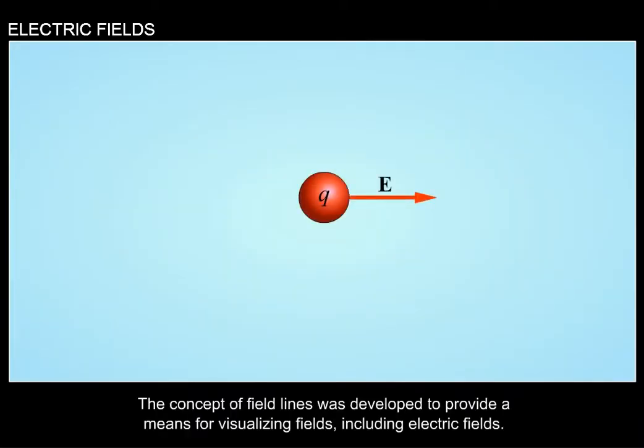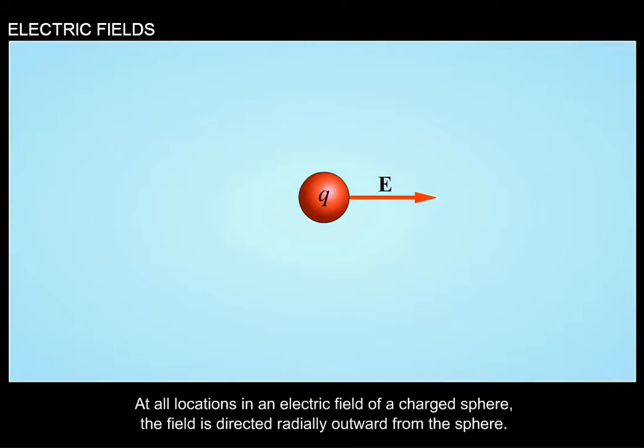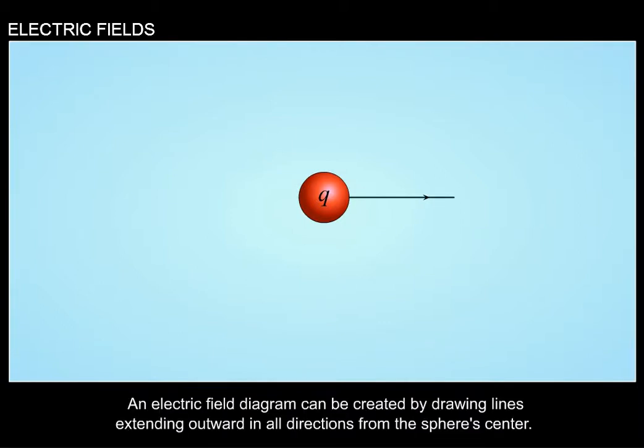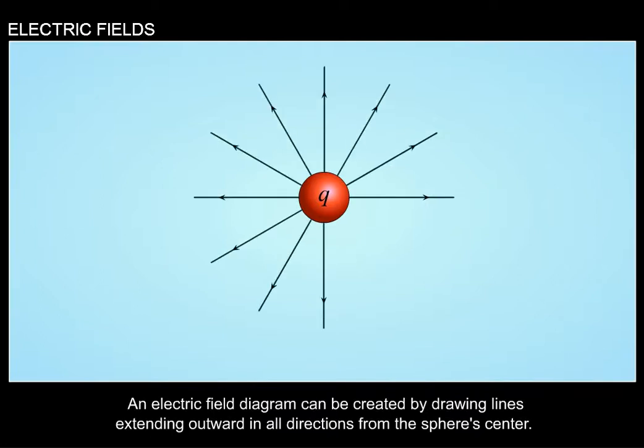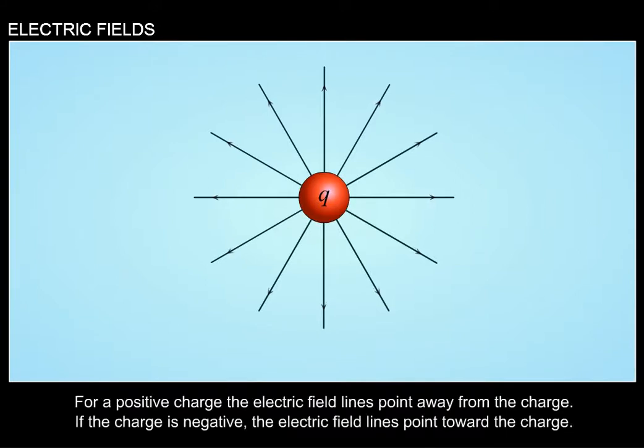The concept of field lines was developed to provide a means for visualizing fields, including electric fields. At all locations in an electric field of a charged sphere, the field is directed radially outward from the sphere. An electric field diagram can be created by drawing lines extending outward in all directions from the sphere's center. For a positive charge, the electric field lines point away from the charge. If the charge is negative, the electric field lines point towards the charge.